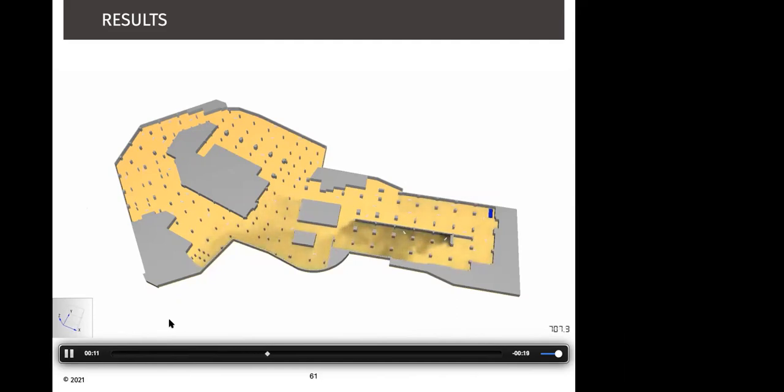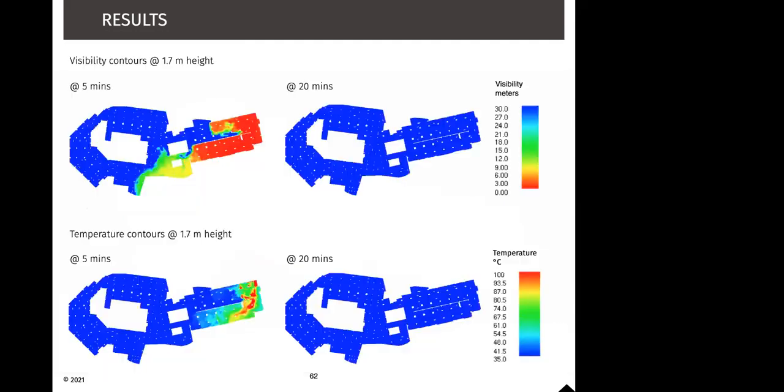So in case of such a problem, you can test the design again virtually rather than having to do structural changes or any kind of other changes to check it again and again on site. So now if we see the visibility and the temperature contours, we have full visibility and temperature at ambient conditions by 20 minutes.